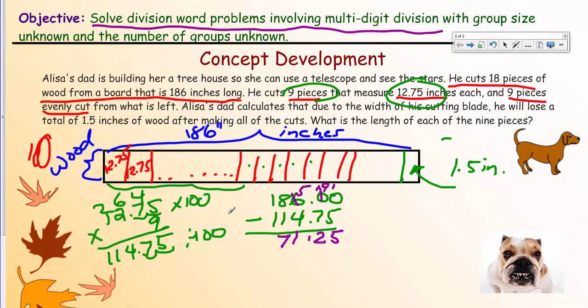So if that's the amount that's left over, now we can divide that number by 9, because the problem says 9 pieces evenly cut from what is left, and what was left was the 71.25. So let's take the 71.25, and we're going to divide that by 9. Put that decimal up there, and then basically, we also, you know what?